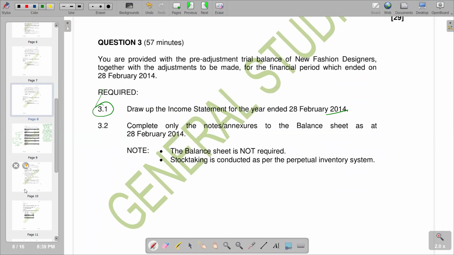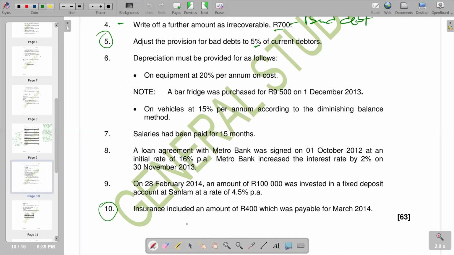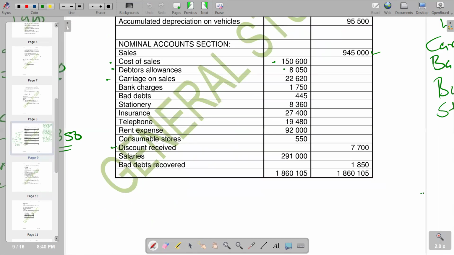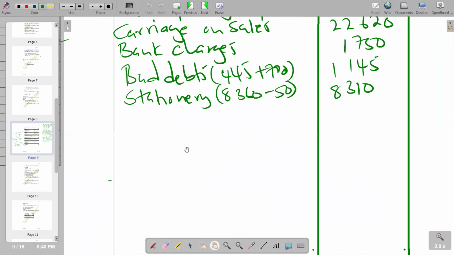So there was an insurance amount of 400, which was not for this period, but for the following period, because March 2014 is for the following period. Our current period is ending at the end of February 2014. In other words, we have got 400 which was prepaid, a payment in advance, which you need to subtract. So we subtract 400 from the figure that we are having here for insurance, which is 27,400. We just go and indicate that working for insurance. So we are saying insurance.